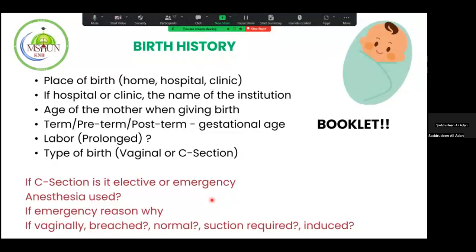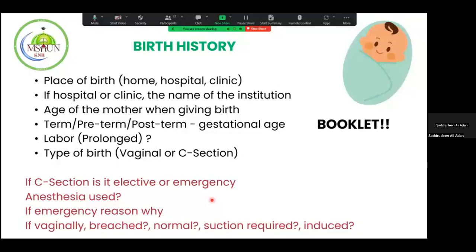Was it preterm or was it postterm? Basically, you're asking about the gestational age of the baby. And was the labor prolonged? Prolonged labor, I think, is after around 2 hours for a woman who has given birth before, or for a new mother, more than 3 hours. We consider it prolonged. If it's prolonged, it has very high risk.